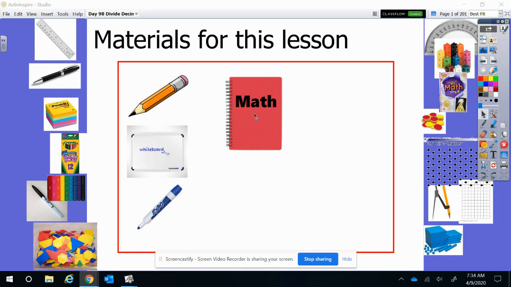Today, you'll need your Math Notebook, of course. You'll need a pencil. You'll need a whiteboard if you have one. If you have a whiteboard, of course, then you'll need a dry erase marker. If you don't have a whiteboard, a large piece of paper will do for you to do your work on. All right, let's get started.